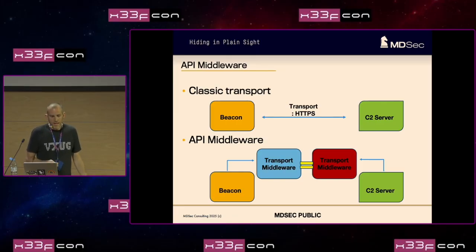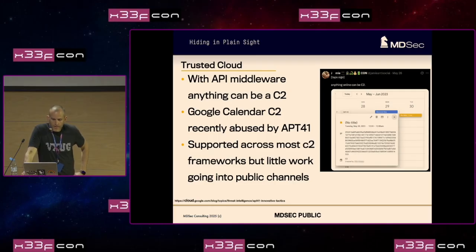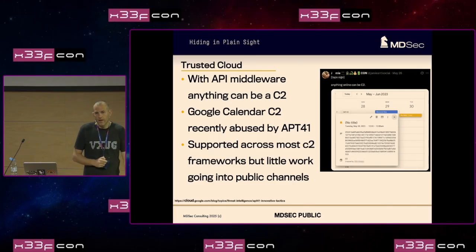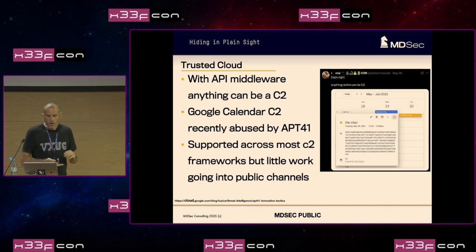And when you get into using this, you start to see C2 everywhere. You can pretty much turn anything into a C2. The world's your oyster, really. A good example of this is, I don't know if anybody saw the Mandiant report recently on APT41, and they were using Google Calendars for C2. I'm not saying this is anything new. This concept has been around for a while. Cobalt Strike had custom C2.